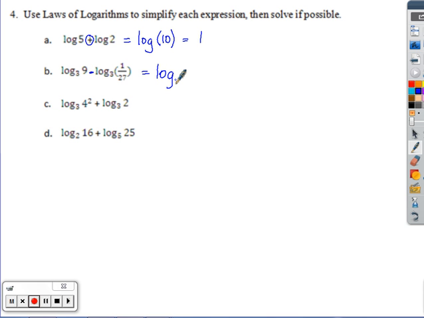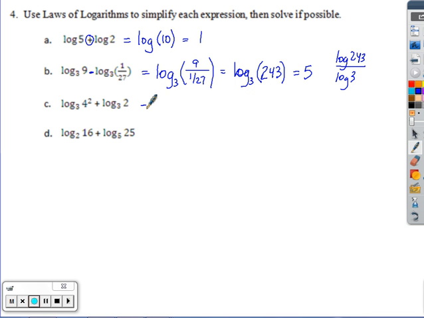So log base 3 of 9 divided by 1/27th. But it's poor practice to divide by a fraction. It's actually better to multiply by the reciprocal. So this is the same as log base 3 of 9 times 27, which is 243. And then we solve that if we can, which we can. 3 to what power gives me 243? That is 5. If you don't know that, you could do log of 243 divided by log of 3.